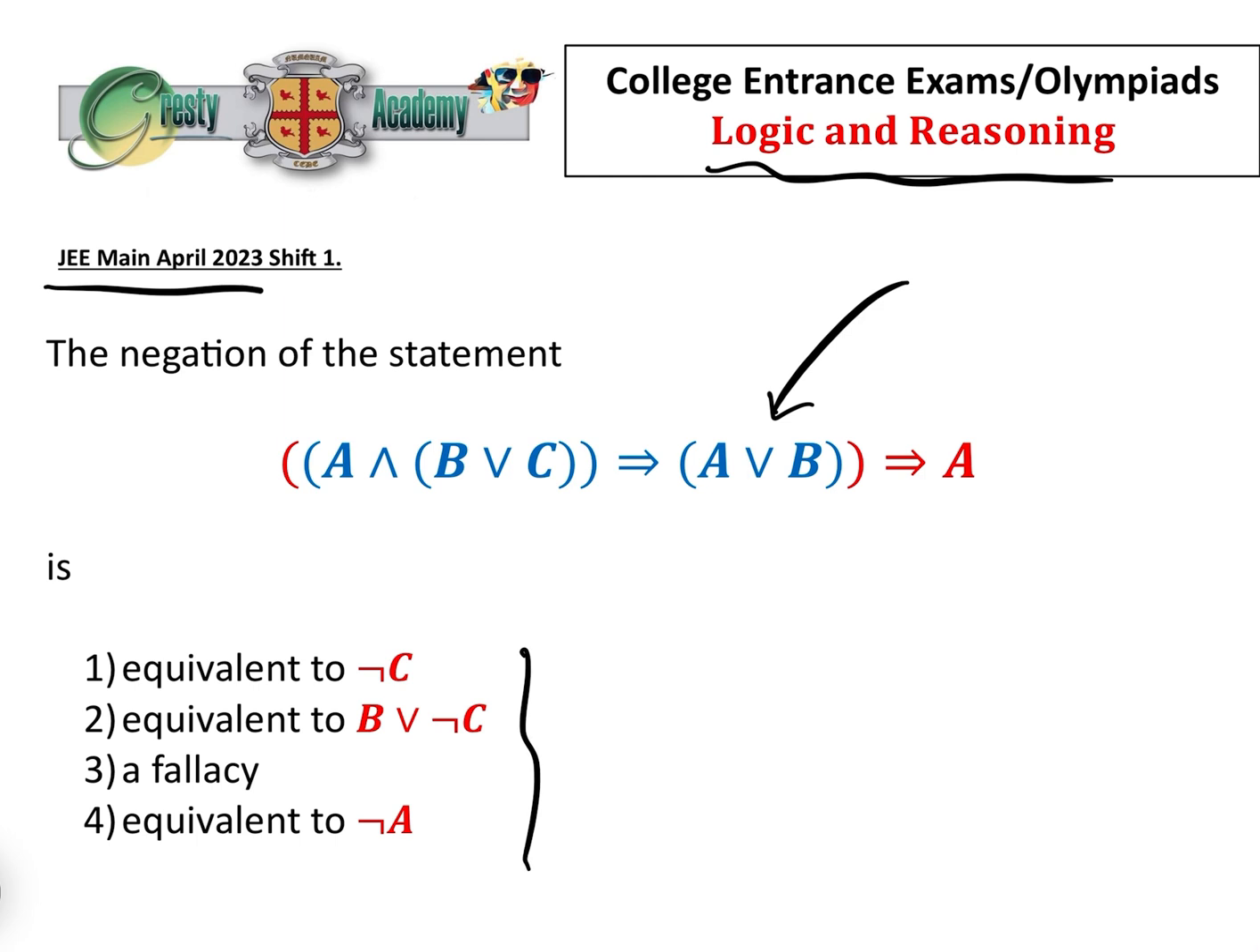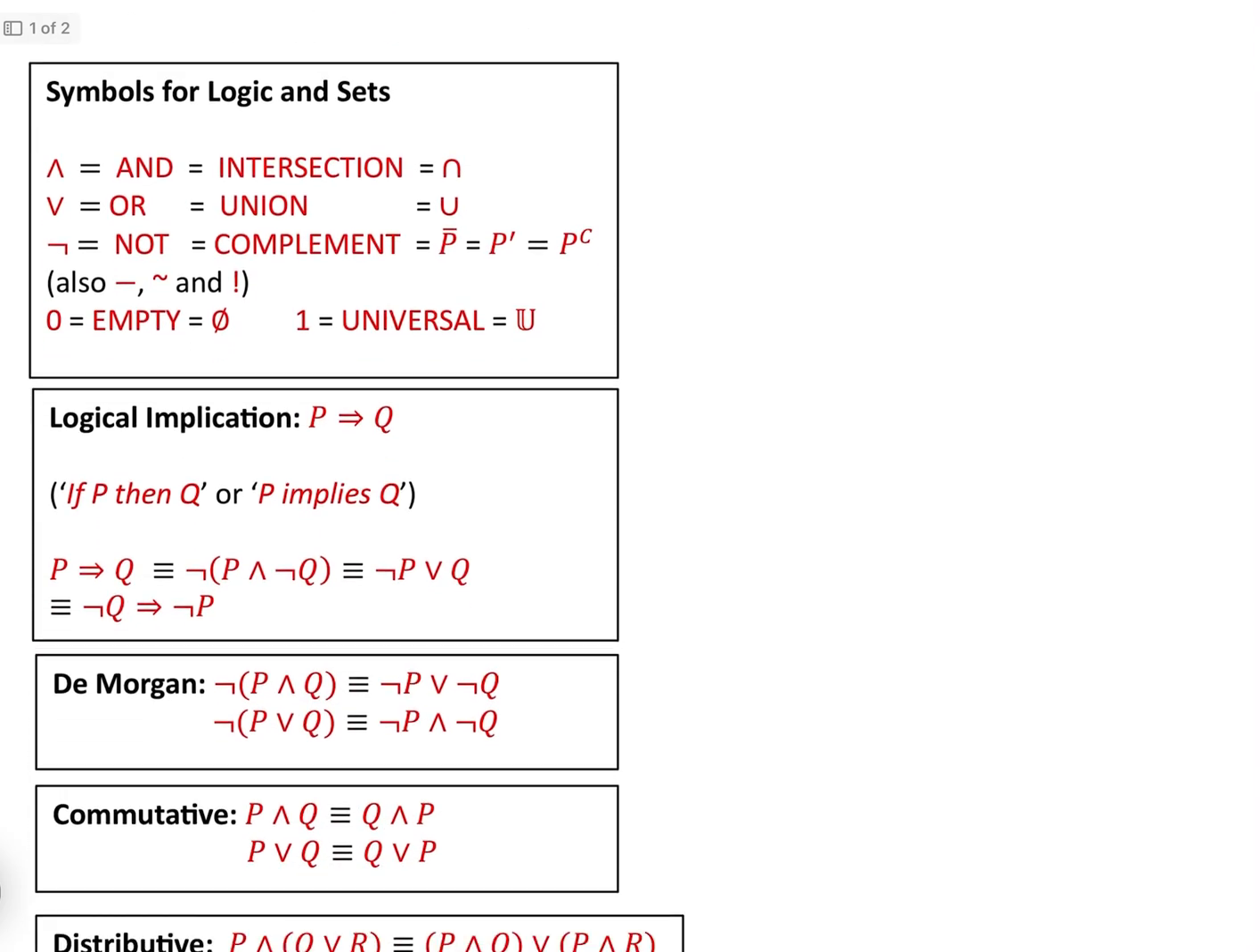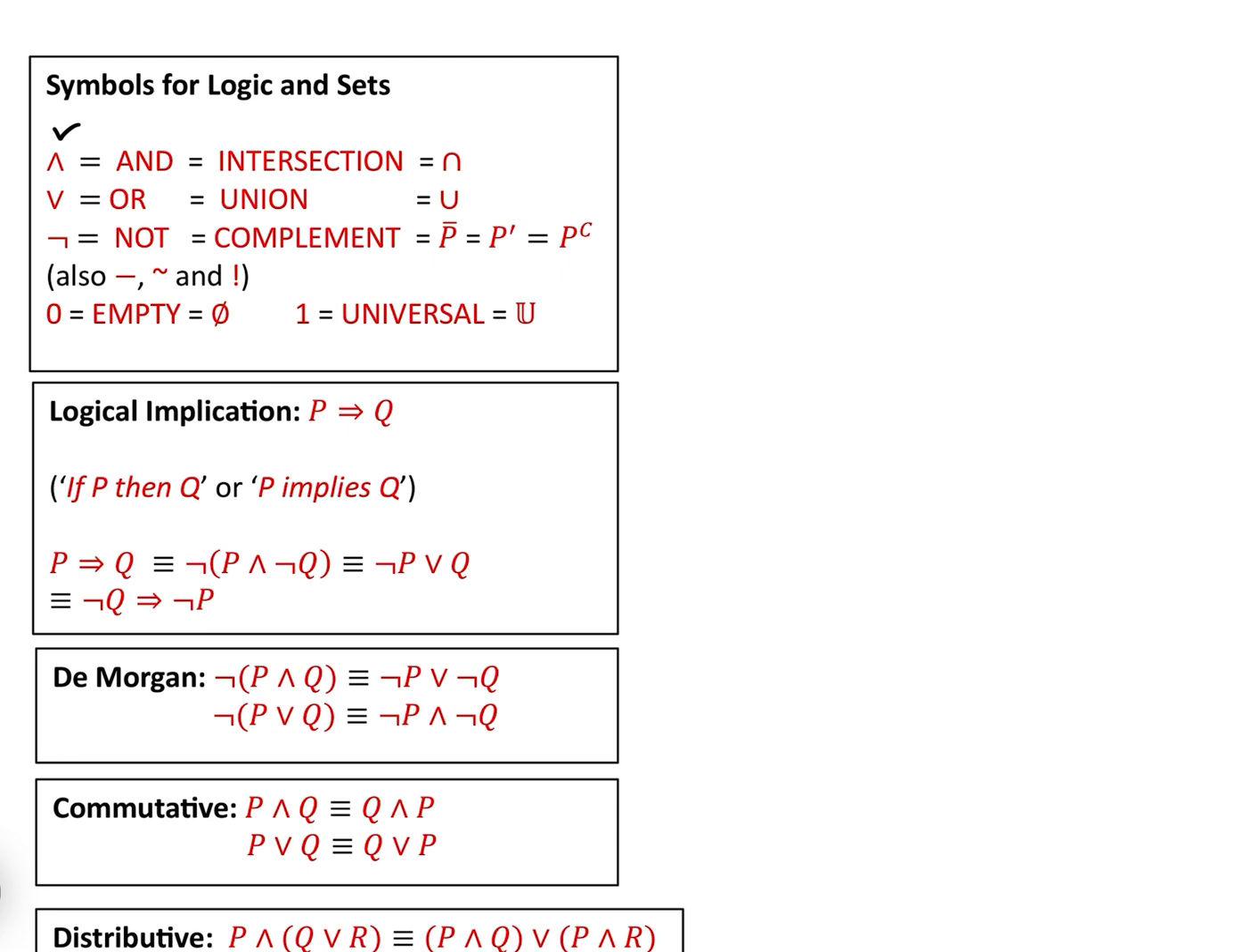Just before we actually go through the question, because a lot of people might be coming at this question from a set theory rather than a logic angle, and basically it's just the same. So just having a look at some of the symbols that I use: this one is AND, which is the equivalent of intersection in sets. That one there is OR, which is the same as a union in sets. This one is the one I use for NOT, which is the complement, or P dash or P complement. Also, you see the minus sign or the tilde or the exclamation mark used as NOT. And of course, 0 is the empty set, and 1 is the universal set. Basically, these are just the symbols that you can interchange.